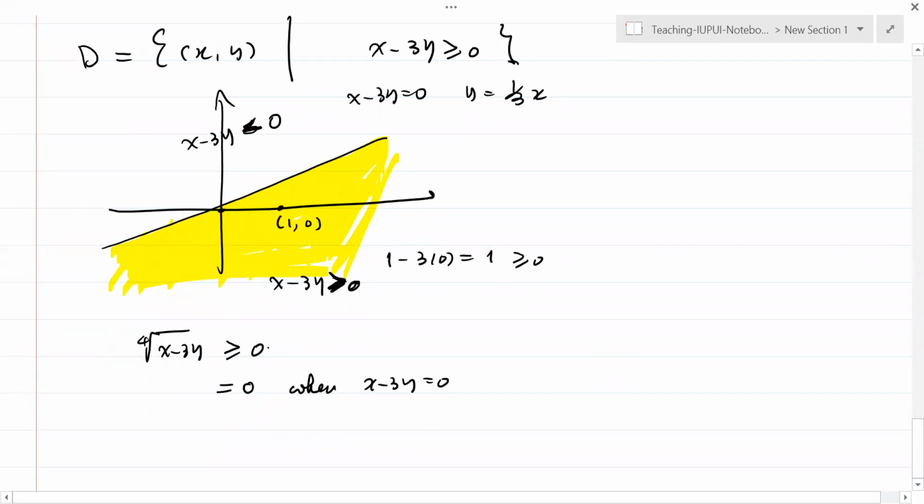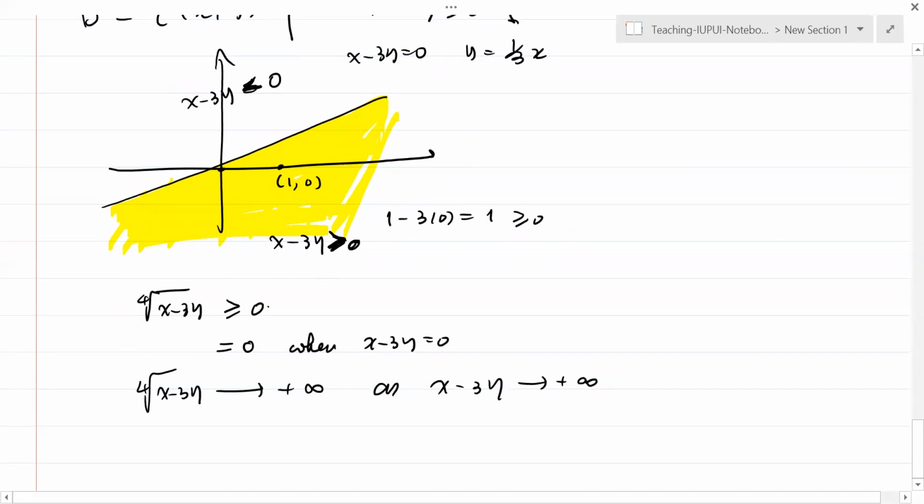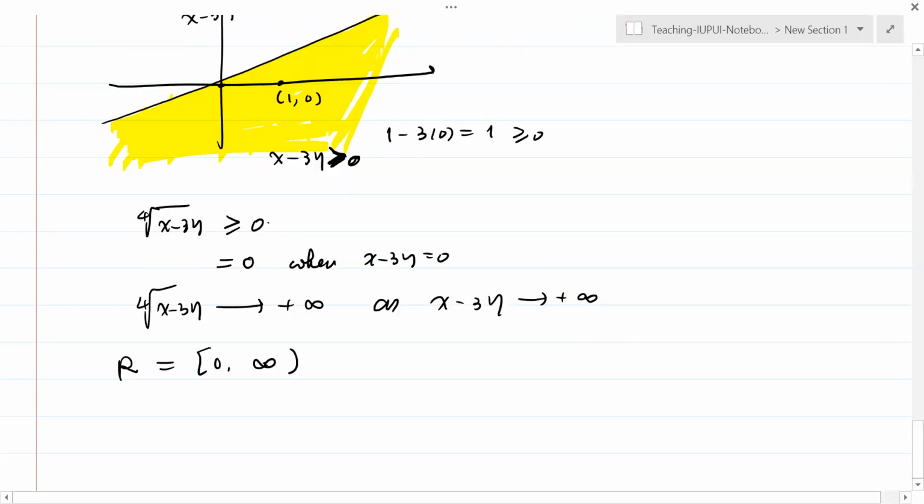Now, does it have an upper bound? I don't think so. This can be as large as possible. The fourth root of x minus 3y can go to positive infinity as x minus 3y approaches positive infinity. That's possible, right? You let y be 0 and let x go to infinity. So the range is going to be the interval from 0 to infinity.